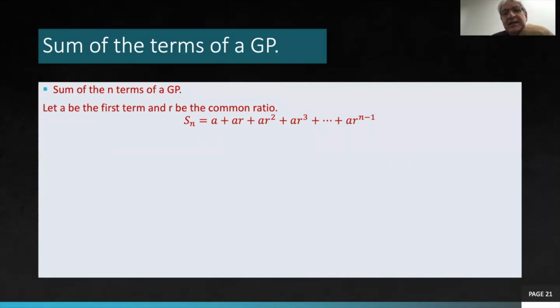Therefore, now we are adding them. The first one plus the second one and so on till the nth one. Therefore, this is the sum of the n terms of the sequence. Okay, now I will multiply all of these by negative r.